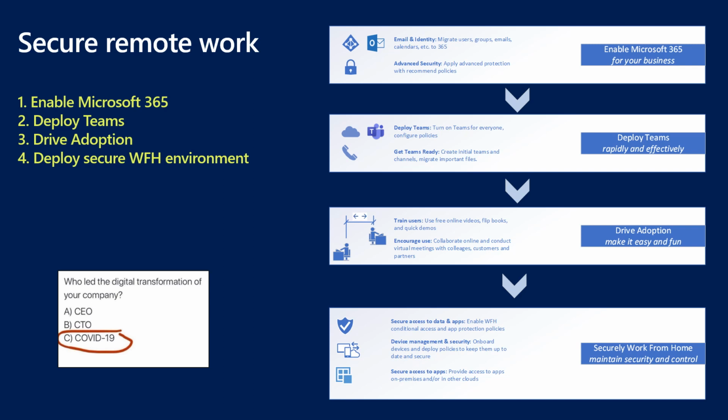As more and more businesses obviously start working from home, we need to start securing things. So in my mind, there's obviously four steps. So one, we need to get the Office 365 tenant set up, configured. If you're not on Office 365, it's time to move to 365 so we can get some of those advanced security features set up. And then the next phase obviously is to get a team set up, get everyone talking and collaborating as if they were in one room. And then make it fun, like train people to drive adoption, make them collaborate online, make people do virtual meetings with colleagues and customers and even partners.